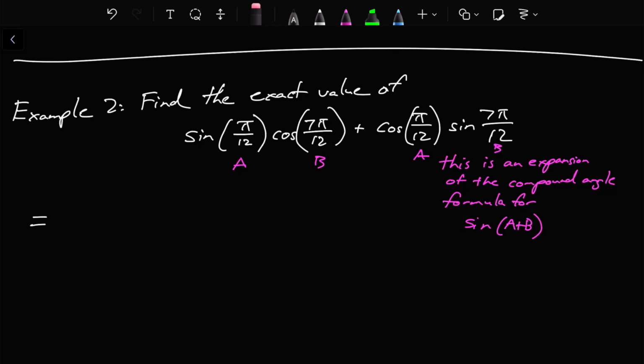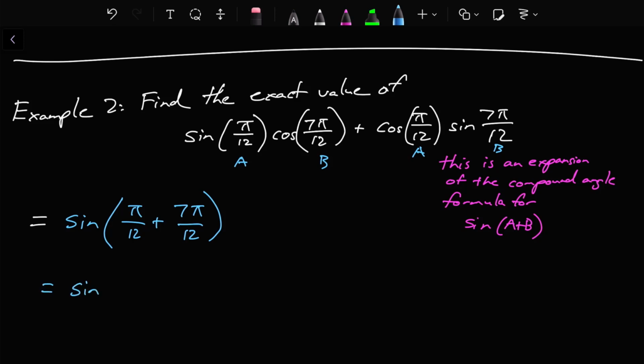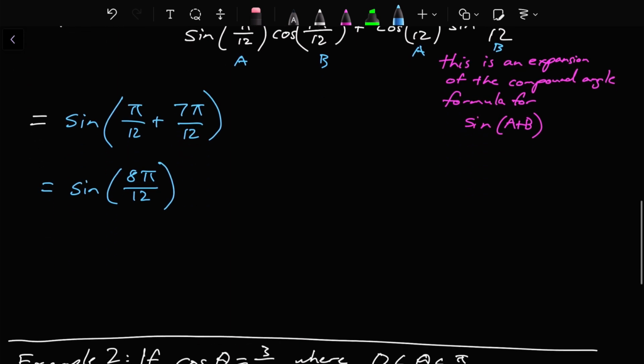Actually, let's do it in a different color. A, B, A, B. So we could say the whole thing then is equal to the sine of pi on 12 plus 7 pi on 12, which is equal to the sine of 8 pi on 12, which is equal to the sine of, dividing by 4, 2 pi on 3. Okay, and then we just go work out what the sine of 2 pi on 3 is. I'll do it fast, but if you want to take a second, you can do it.